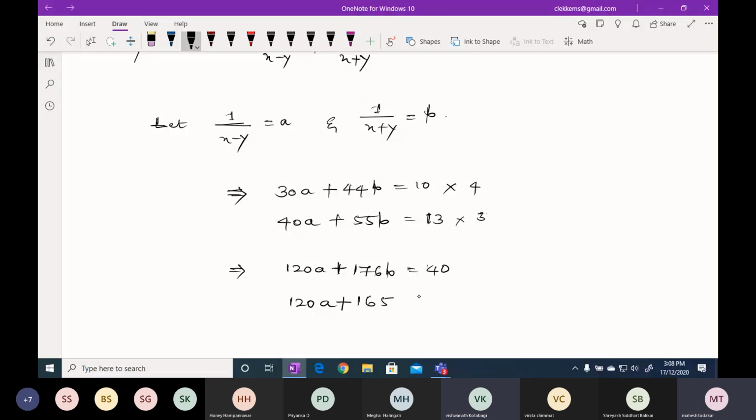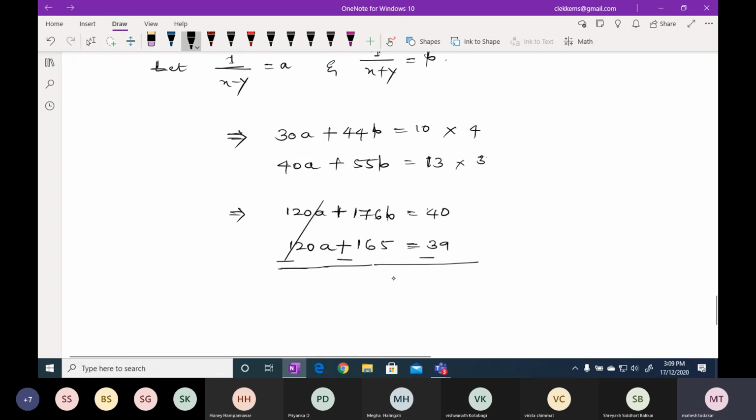Is it 165? Yes, sir. Okay. Now 3 into it is 39, correct? Now next. So this is minus, minus, minus. These two will be what here? Vanishes. Now next.